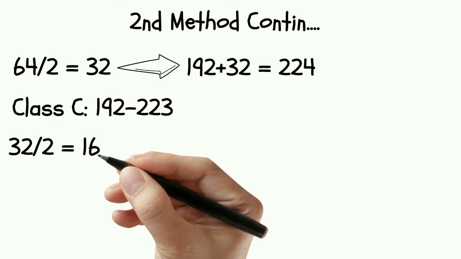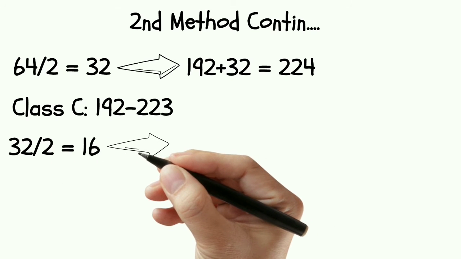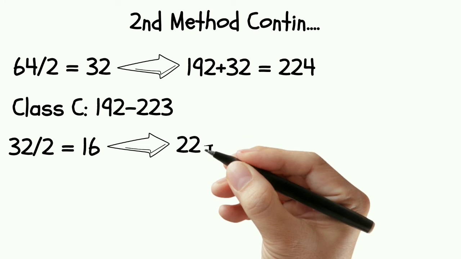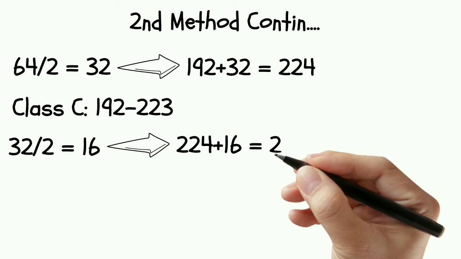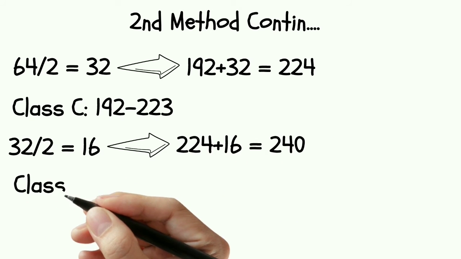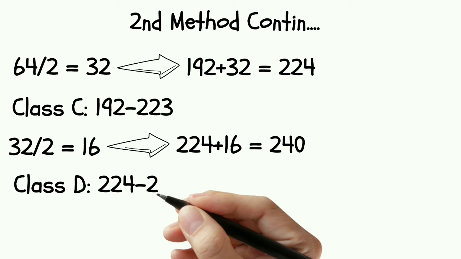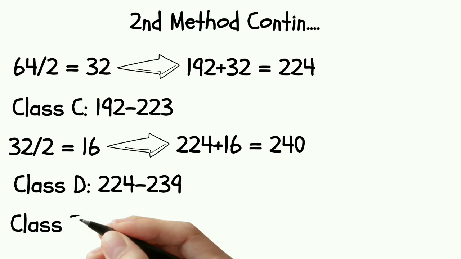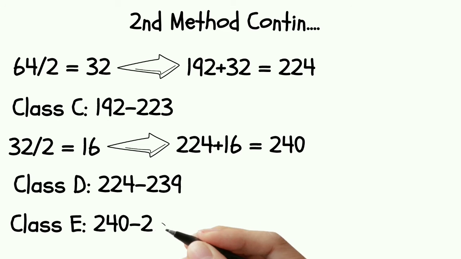Again divide 32 by 2, which is 16. This 16 is added to 224, which gives us 240. Class D has a range from 224 to 239, and class E has a range from 240 to 255.